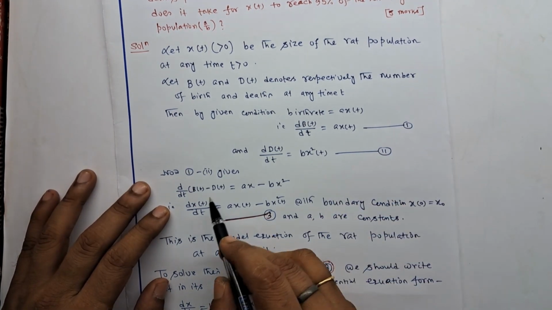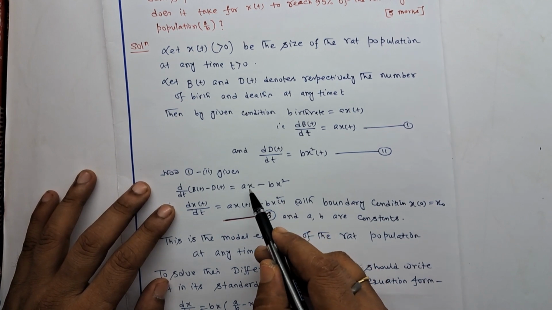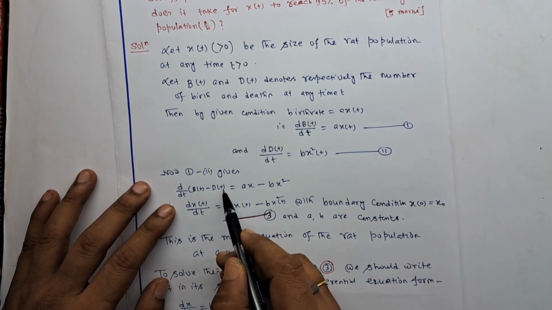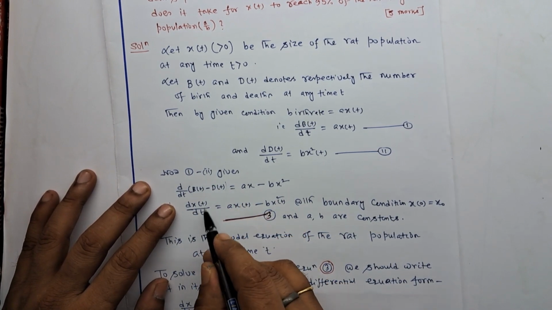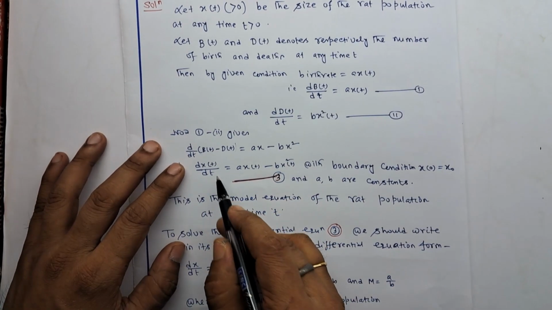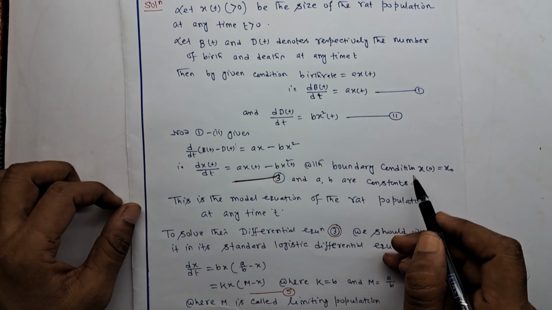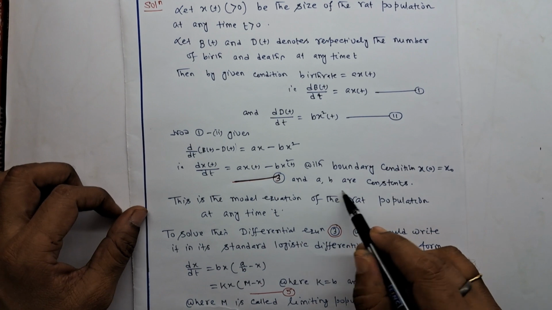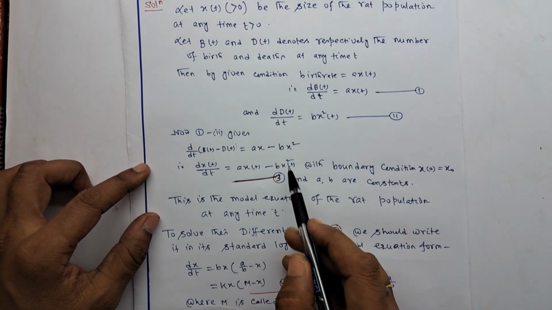Now 1 minus 2 gives d by dt of b(t) minus d(t) equals ax minus bx squared. This is birth rate minus death rate. What is this? This is our actual population, that is dx(t) by dt. This is nothing but dx by dt equals ax(t) minus bx squared(t), with boundary condition x(0) equals x0, and a, b are constants. This is the model equation of the rat population at any time t.